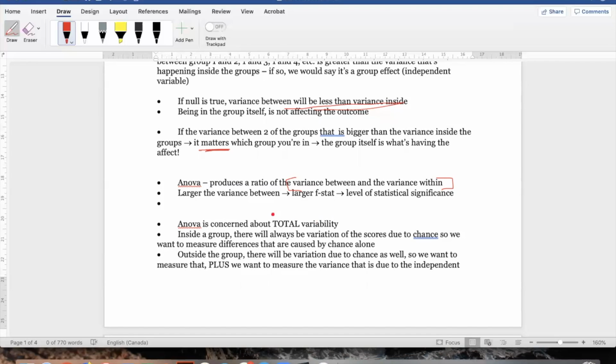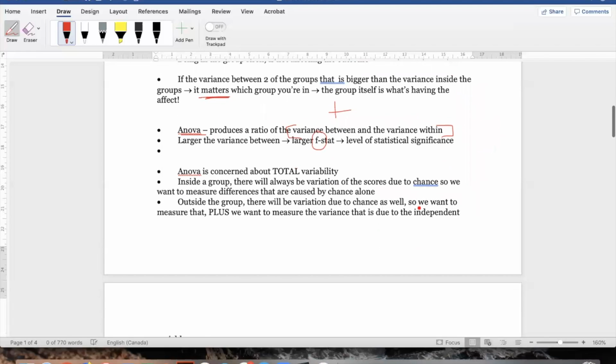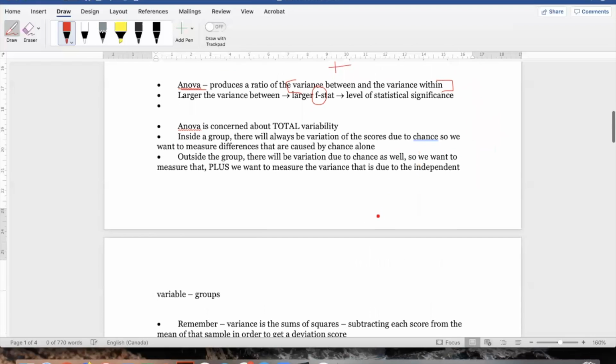The larger the variance between, the larger the F-stat. And the F-stat is basically just like your T-stat that we talked about earlier, where you have a critical T and then you have your T-stat, except the F-stat is what we use when we're talking about ANOVAs. It's the level of statistical significance of the test. And so again, the greater the variance between, the higher that F-stat is going to be. And that means the level of statistical significance is going to be higher as well.